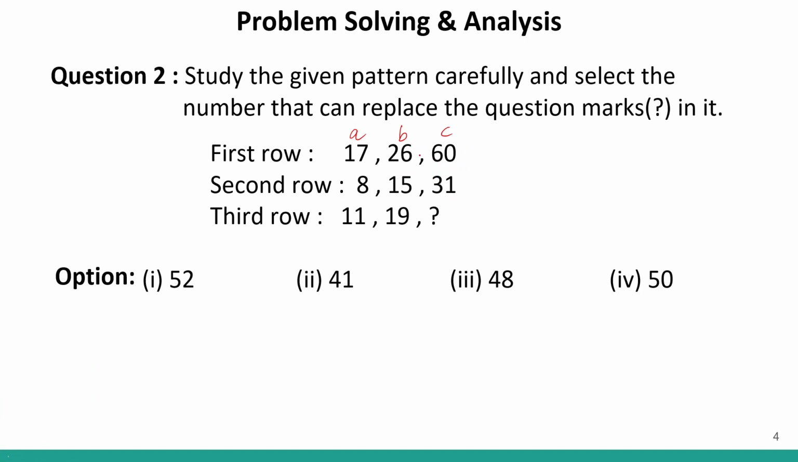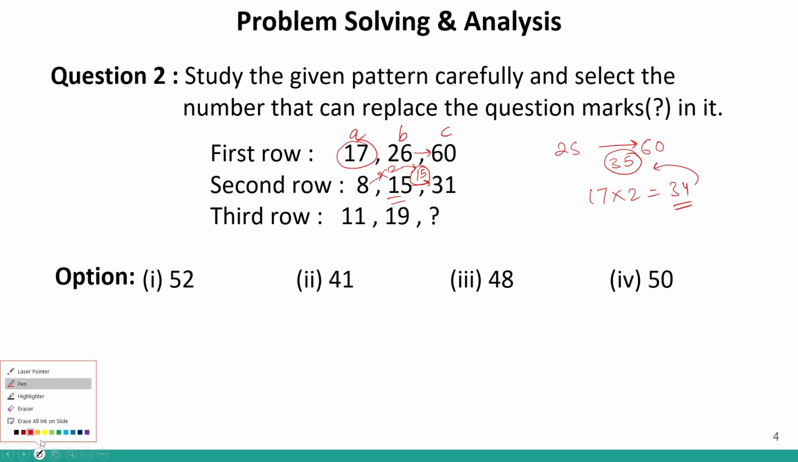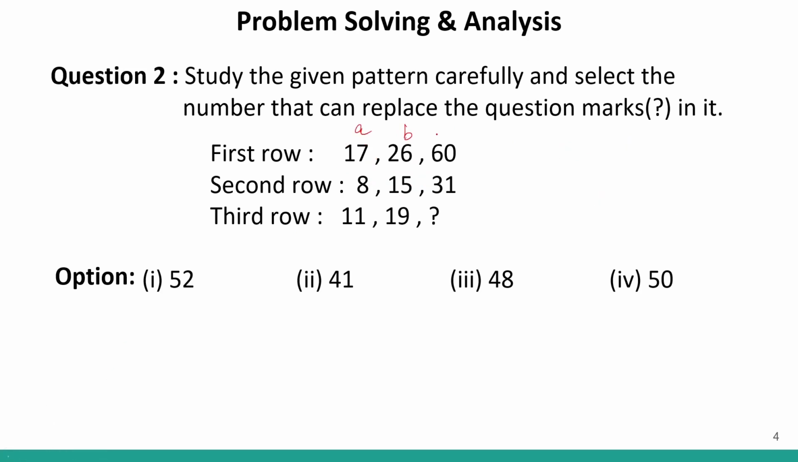I can see that with 26 and 60, maybe we have to add a number close to 35 to get 60. Clear? And if I look at 17, 2 times is 34, so almost near to 35. Now let us check over here. 15 and 30 means I have to add some number close to 15. And 8 into 2 is 16, which is a number close to 15. This much we all know, right? So maybe let me try to find the logic. So this is A, this is B, and this is C.